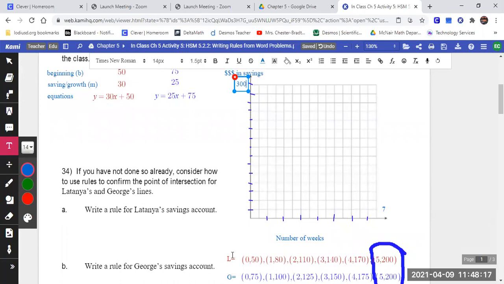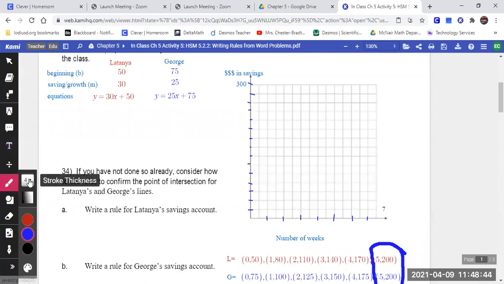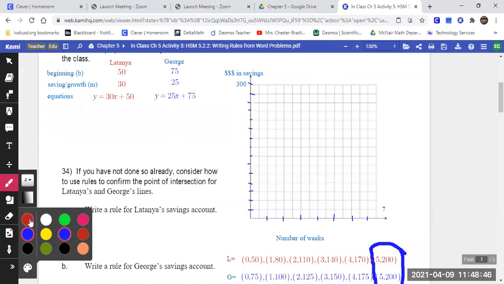So with that in mind, we're going to put the coordinates that we brought up from down below onto the graph, and we're going to connect them to see where they cross. And we're going to see if where they cross matched what we thought for our table of values, okay? So change over your drawing feature to make sure it's a 4. So I'm in my drawing, I make sure it's a 4. I'm doing LaTanya first, so I'm red.